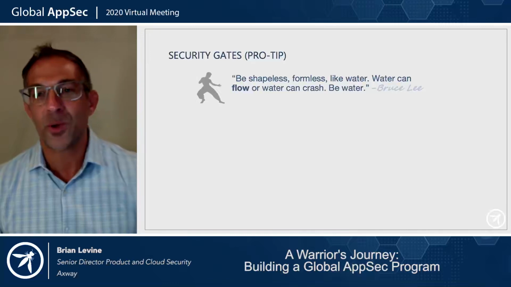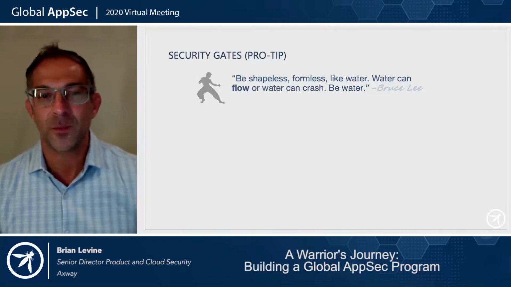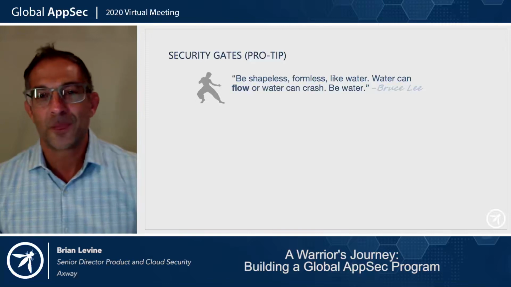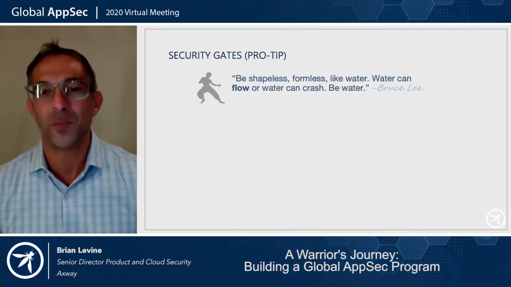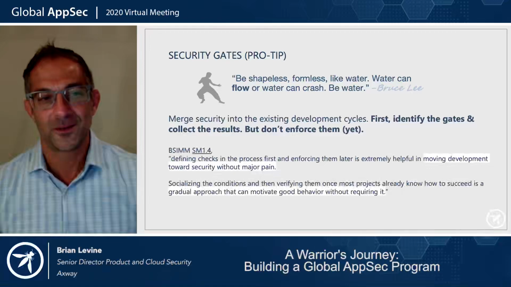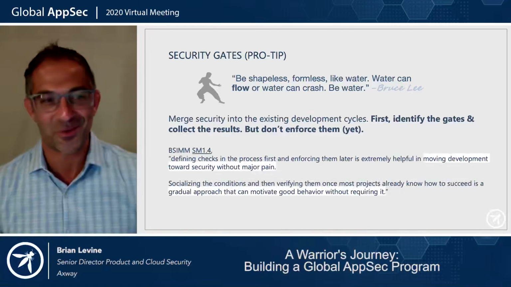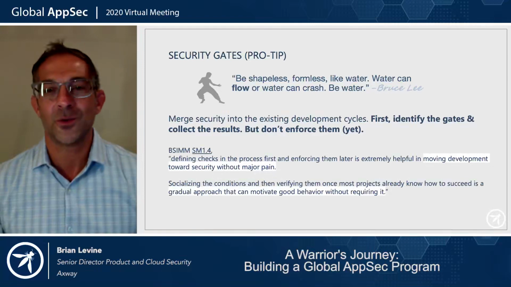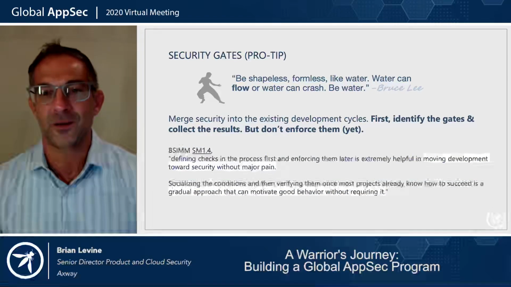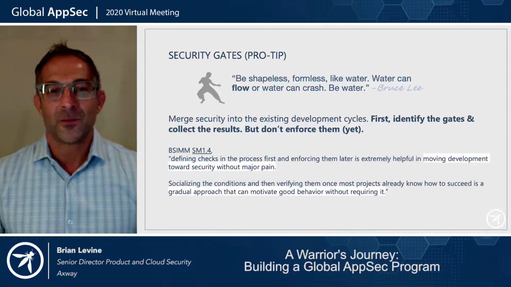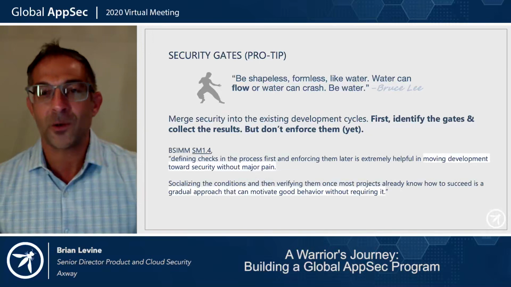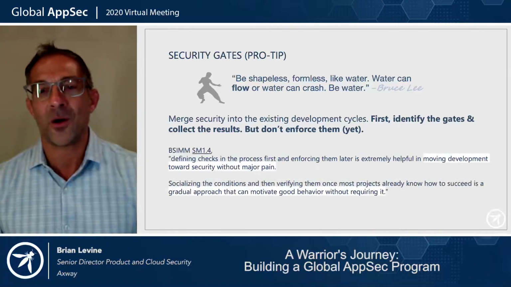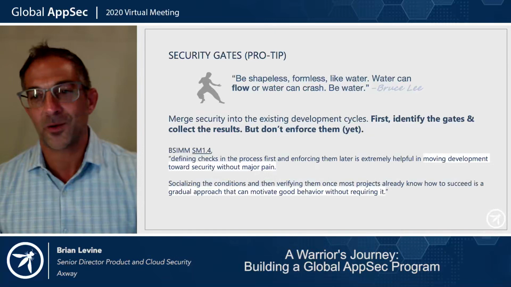So this next pro tip draws some inspiration from these words from Bruce Lee again. Be shapeless, formless like water. Water can flow or water can crash. Be water. What does that mean with respect to our security program? It means you want to merge your security into the existing development cycle. First, you identify the gates and collect the results, but don't enforce them yet. You want to flow into the process like water. You're not here to cause a team and development crash at this stage.